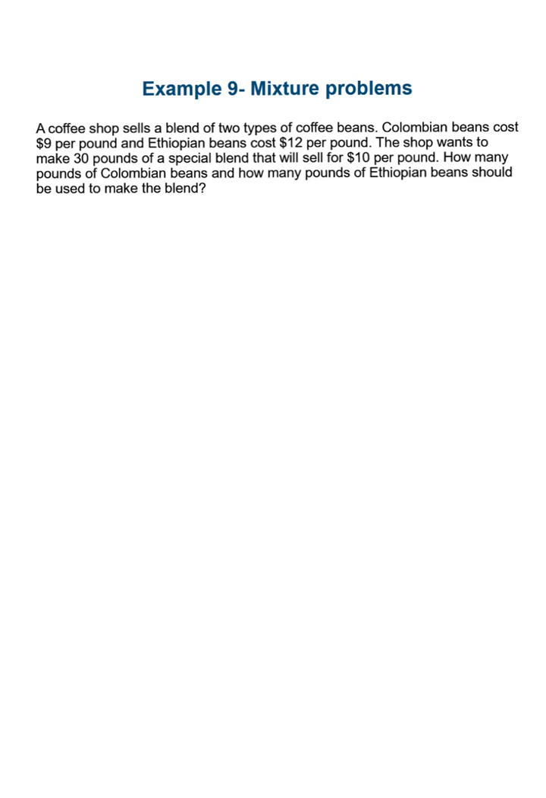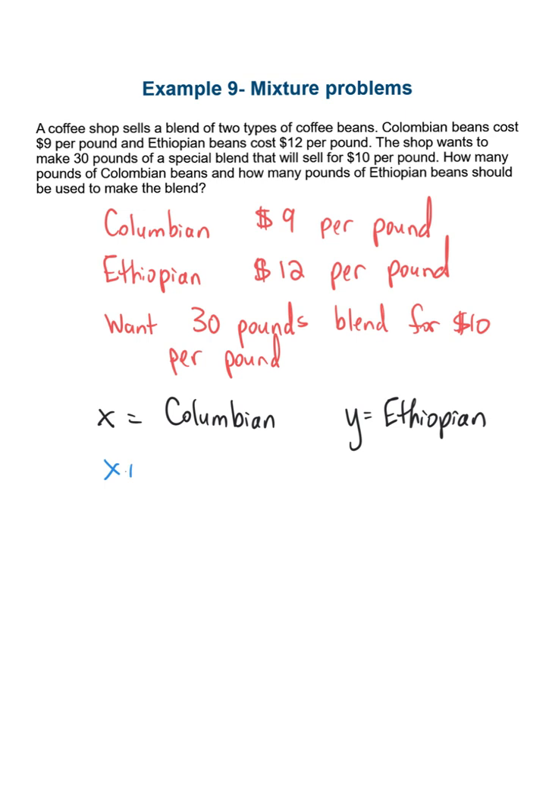All right, so Colombian we know is $9 per pound. Ethiopian is $12 per pound. We want a 30 pound blend for $10 per pound. X equals Colombian, y equals Ethiopian. So we know for sure that x plus y is equal to 30. Colombian is also going to be 9x, Ethiopian is going to be 12y. So our other equation is 9x plus 12y is equal to 300.